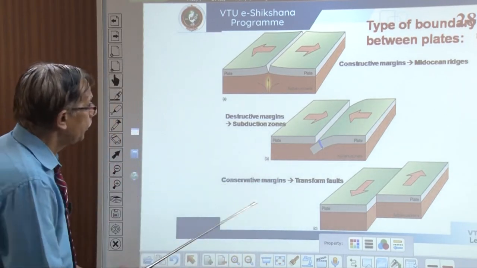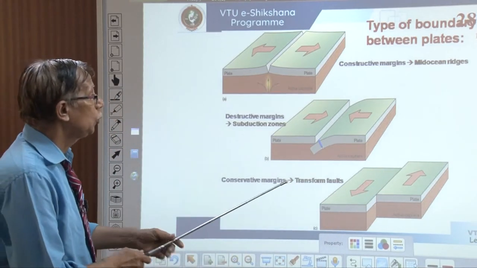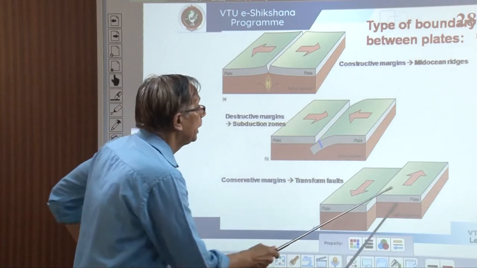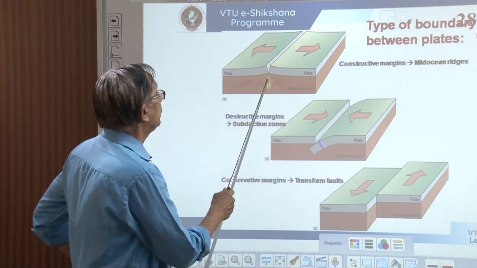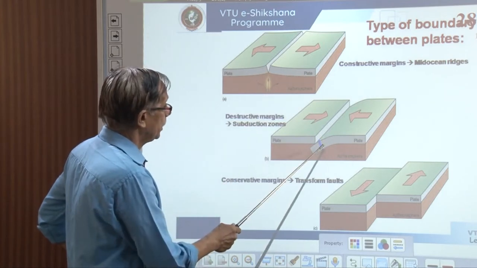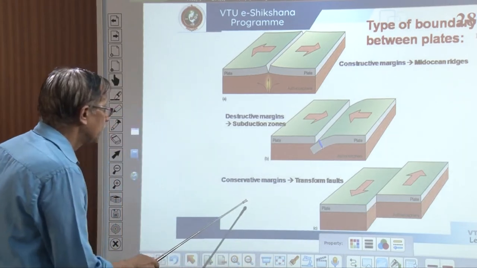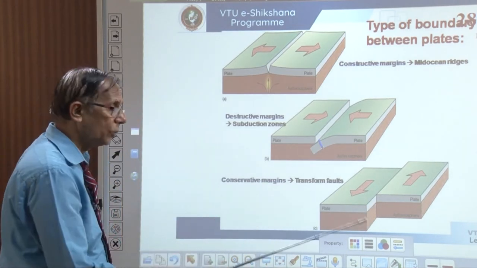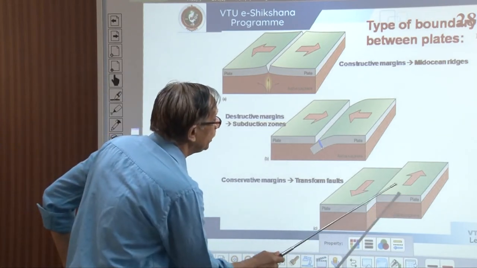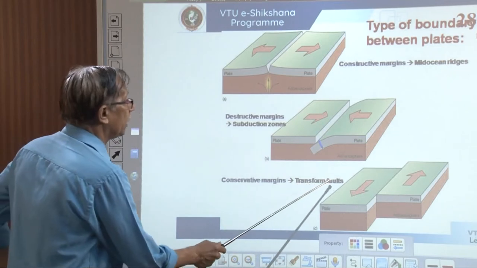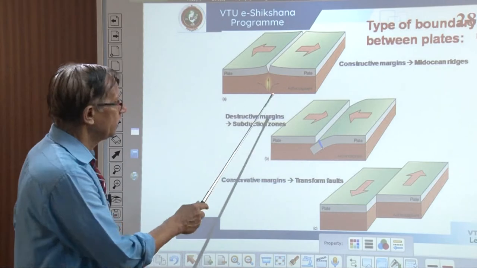And then we have another type of movement where two crustal blocks move relative to each other. There is no loss of material, no gain. Here we have a gain from the depth. Here we have material lost into the deeper. But here nothing has happened. This is a conservative margin. No loss, no gain. And this is because of the relative movement of the blocks. These are transform faults.